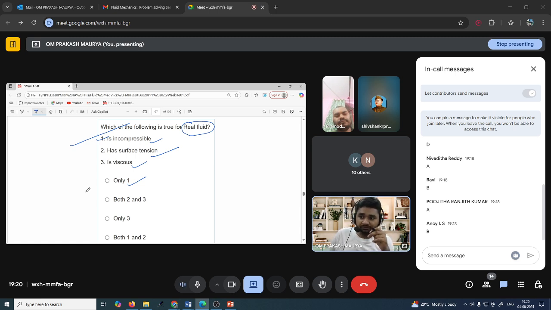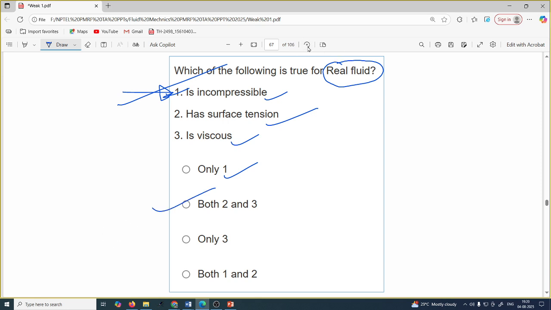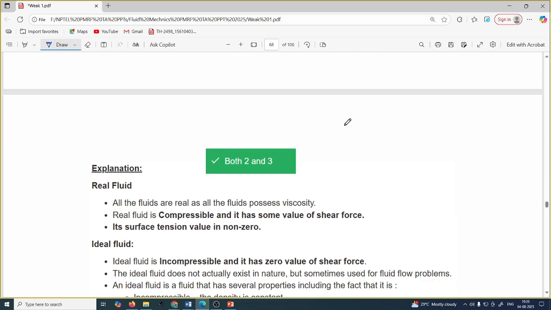But the second option has surface tension and is incompressible. Incompressible is not sufficient, it is not an actual condition. Your fluid may be compressible or incompressible, both are real fluid. But surface tension and viscosity, these two properties must be present for a real fluid. So option B will be correct, that is, both 2 and 3. Always remember, please.